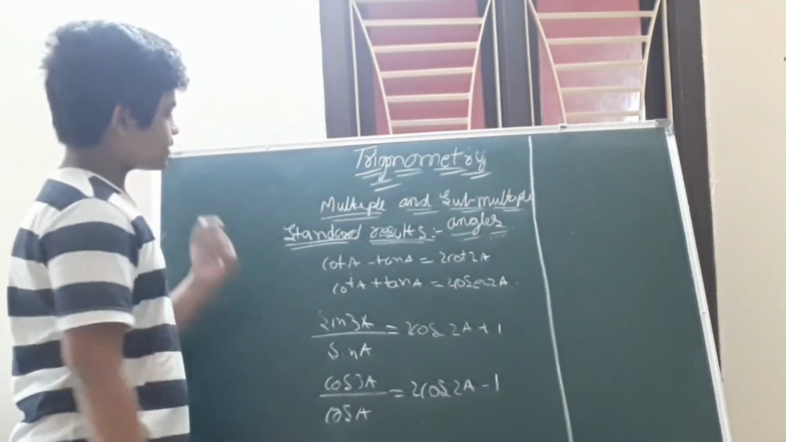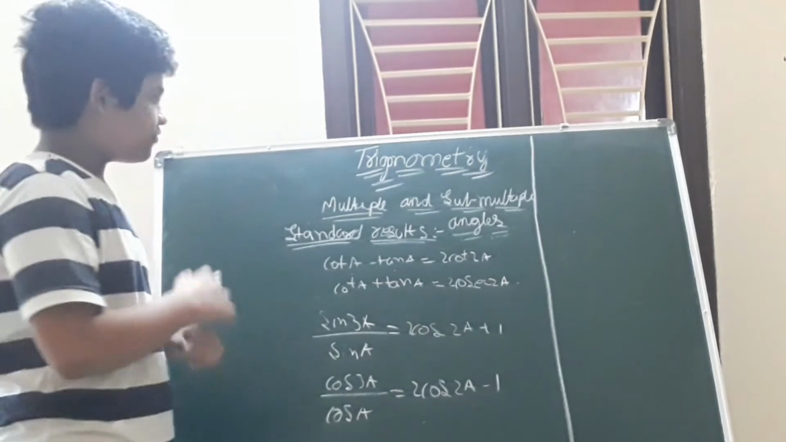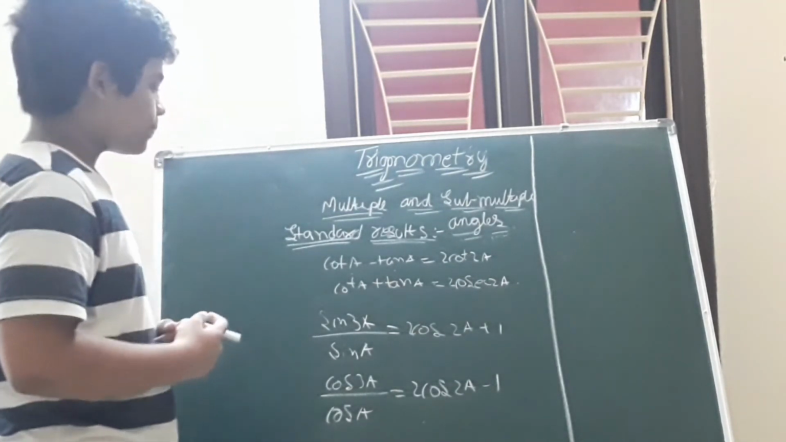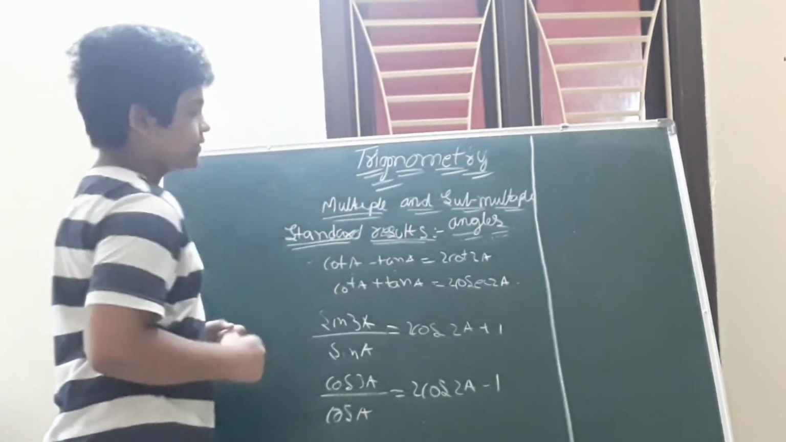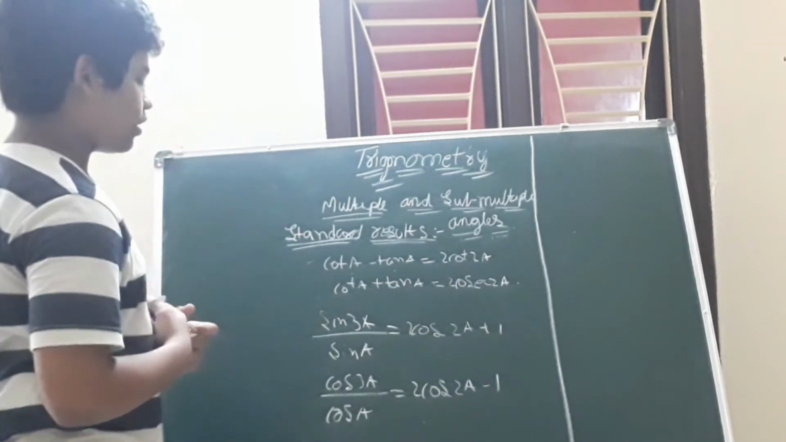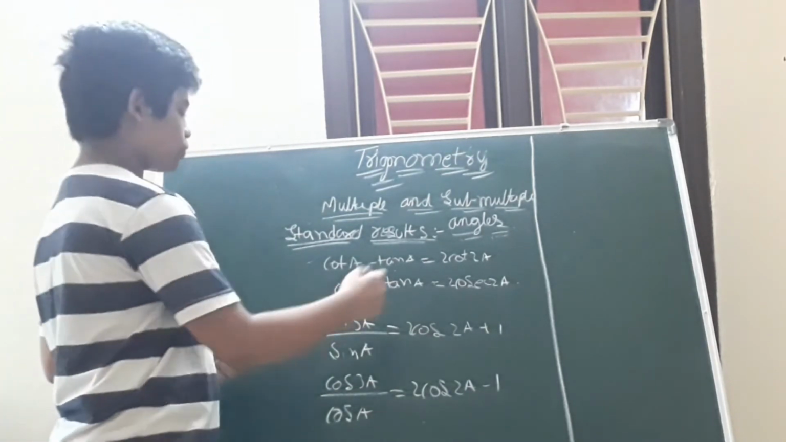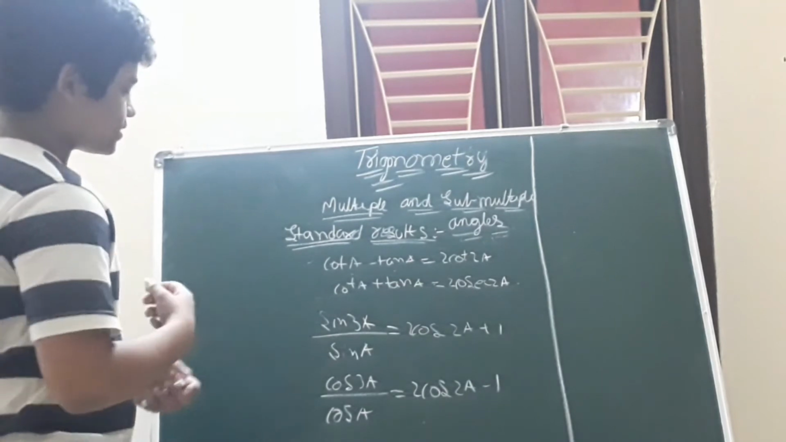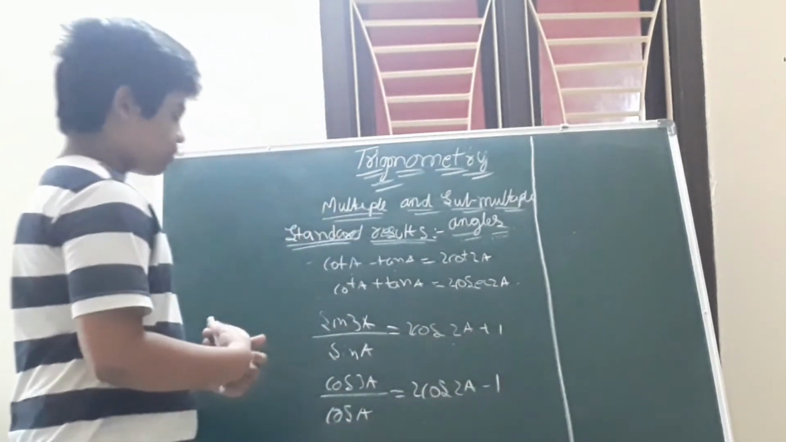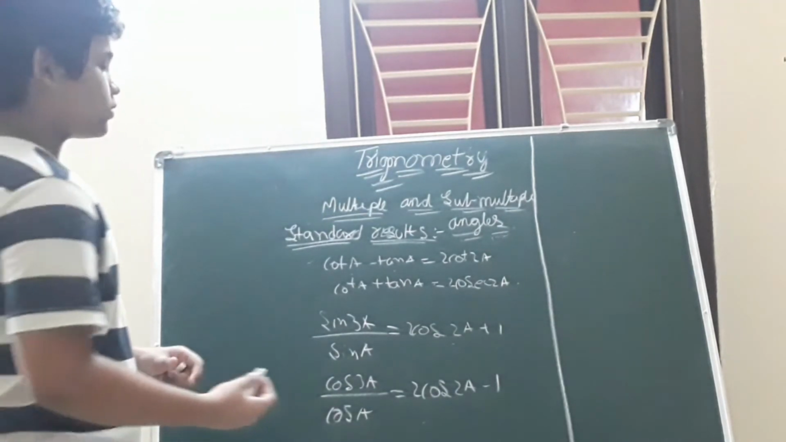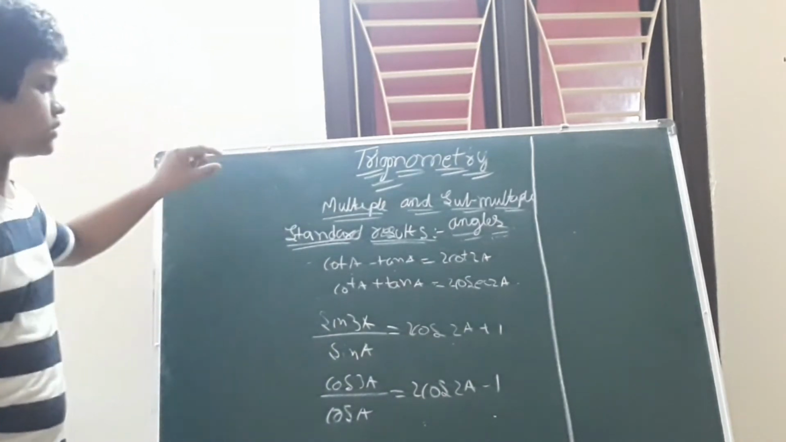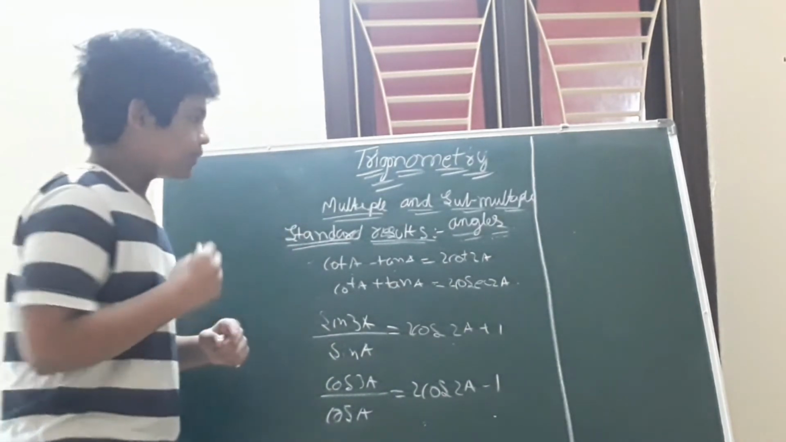So now let us discuss some standard results of multiple and submultiple angles which help us in solving problems. The first one is cot A minus tan A is equals to 2 cot 2A, and the second one is cot A plus tan A is equals to 2 cosecant 2A, and the third one is sin 3A by sin A is equals to 2 cos 2A plus 1, and cos 3A by cos A is equals to 2 cos 2A minus 1. So now first let us discuss the proof of cot A minus tan A.